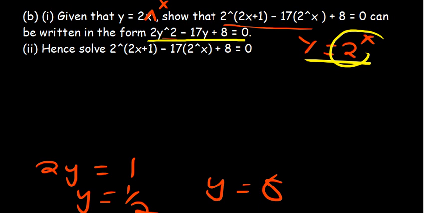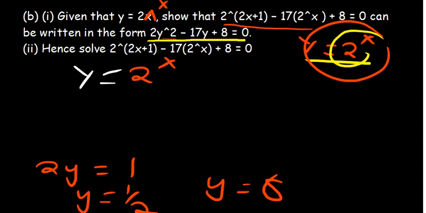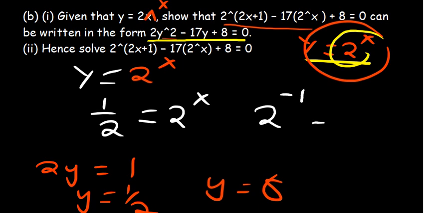So let's find the values of x now. For the first part, we know that y is equal to 1 over 2. From the start of the question, y is equal to 2 to the power x. So 1 over 2 is equal to 2 to the power x. Our goal is to have the same bases. So 1 over 2 is the same as 2 to the power negative 1, equal to 2 to the power x. So our x value is negative 1 for the first part.